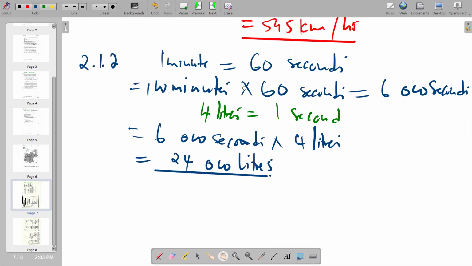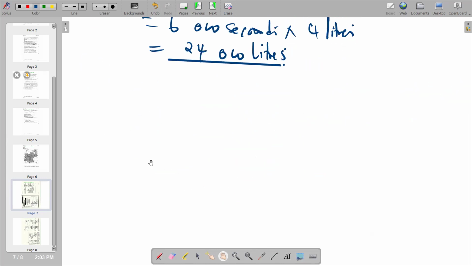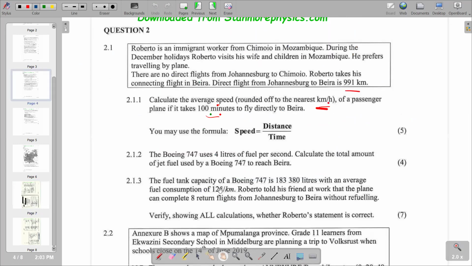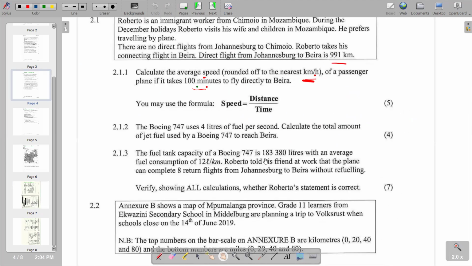So we move on to the next part of our question, which is now going to be 2.1.3. If a fuel tank capacity of a Boeing 747 is 183,380 liters with an average fuel consumption of 12 liters per kilometer, Roberto told his friend at work that the plane can complete 8 return flights from Johannesburg to Beira without refueling. Verify, showing all calculations, whether Roberto's statement is correct. We can see that our question has got 7 marks.